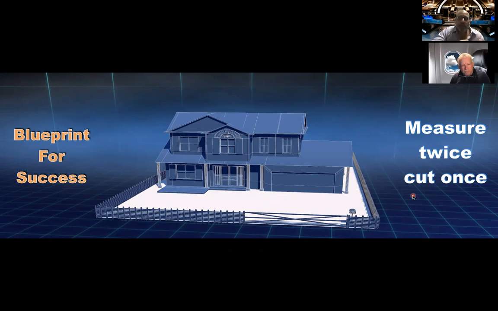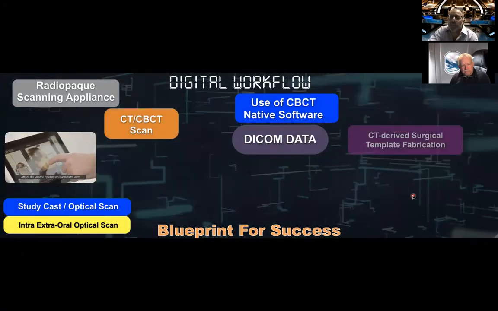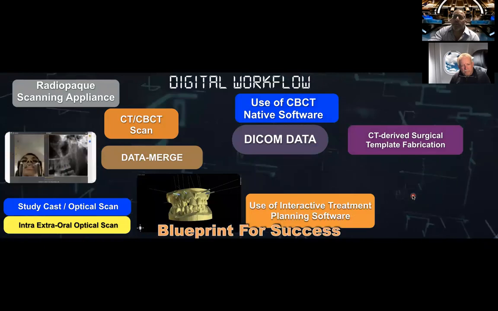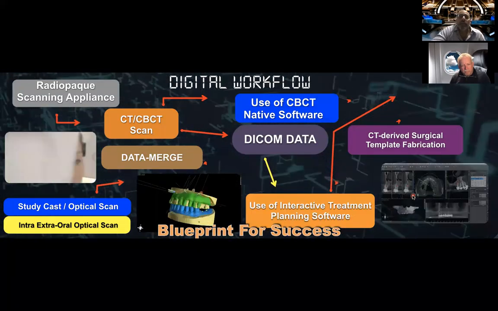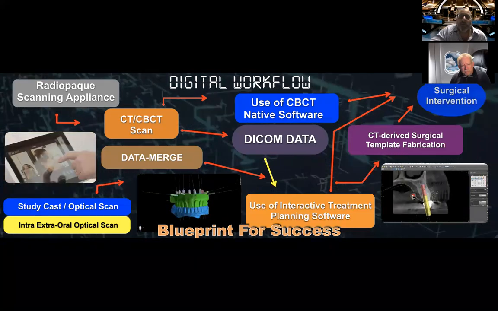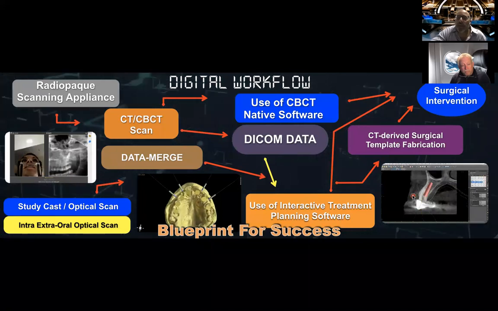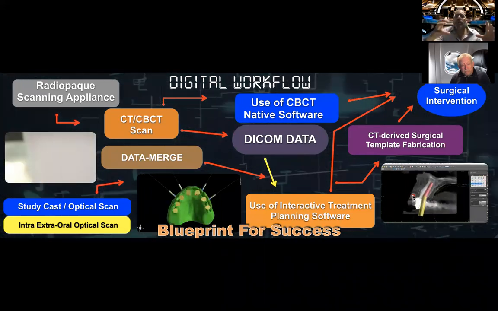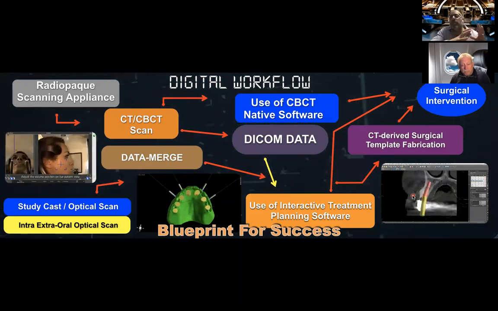So there's lots of different ways to use that information once you have it. The digital workflow for this blueprint of success is to have some sort of a wax up in advance, or a copy of the patient's record in advance. So we do need to take either a study cast or intraoral scan, and then we want to merge that with the cone beam together. We want to merge the two data sets together. And then we want to be able to make the plan.